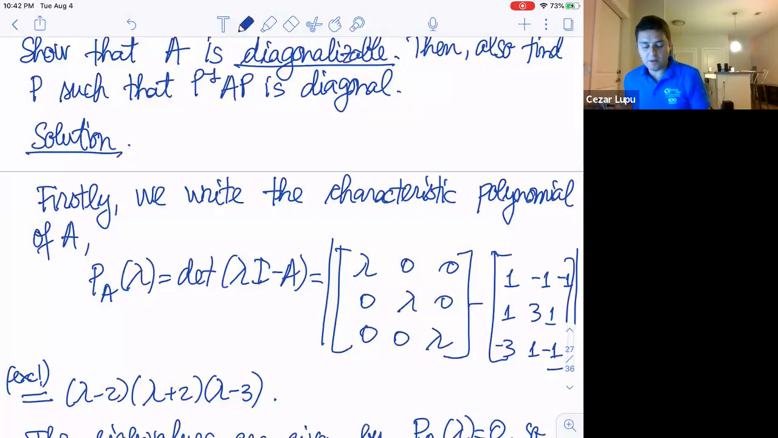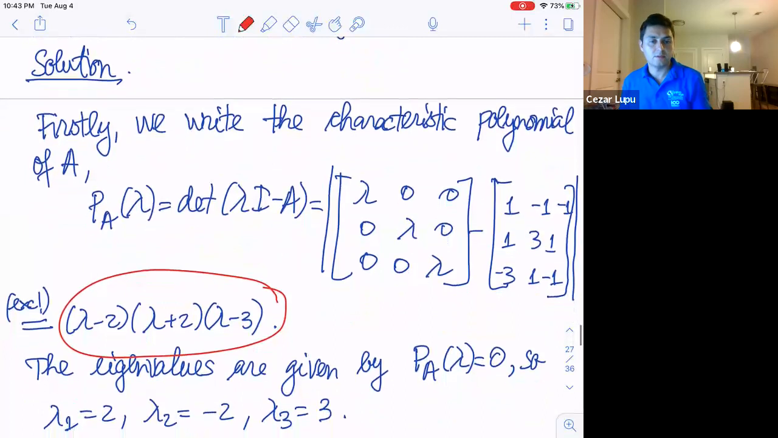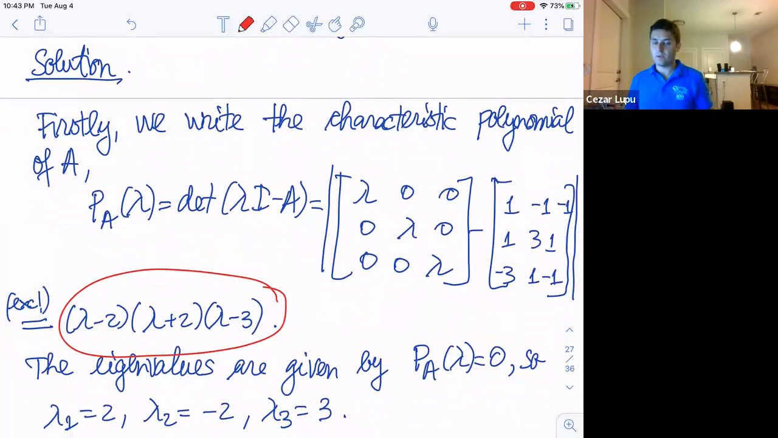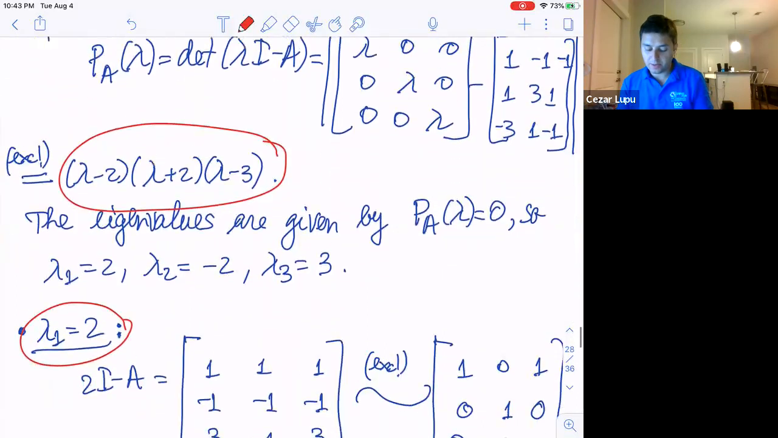And when you compute the determinant, I know this will be an exercise for you, I've done the computation and I don't want to waste time writing it. The characteristic polynomial will be given by lambda minus 2 times lambda plus 2 times lambda minus 3. Well, clearly, we will have 3 distinct eigenvalues: lambda 1 equals 2, lambda 2 equals negative 2, and lambda 3 equals 3. And now, for each eigenvalue, we'll find the corresponding eigenvector.